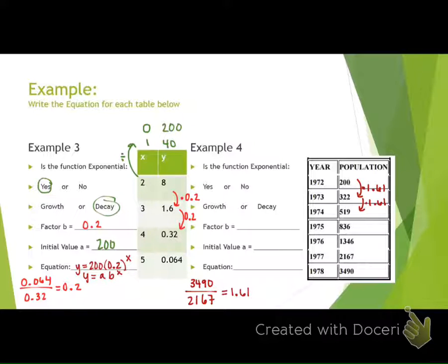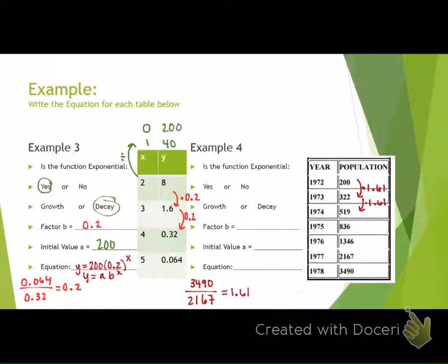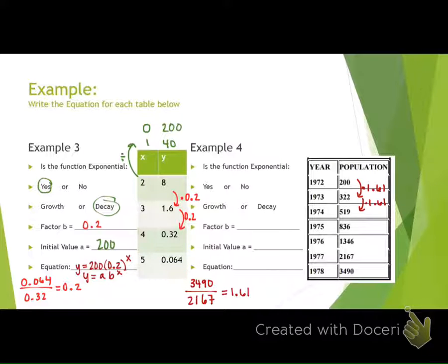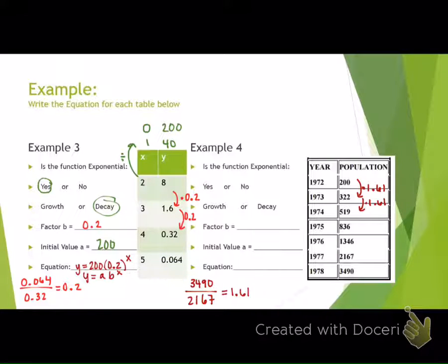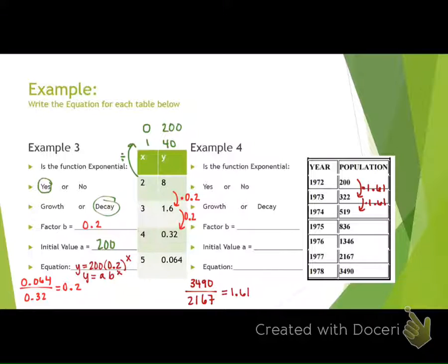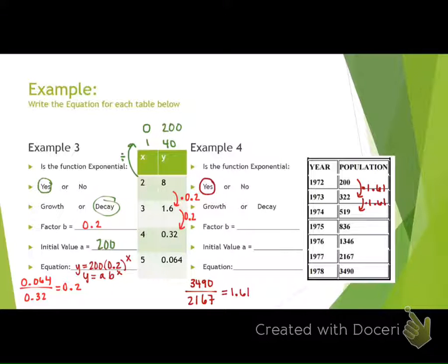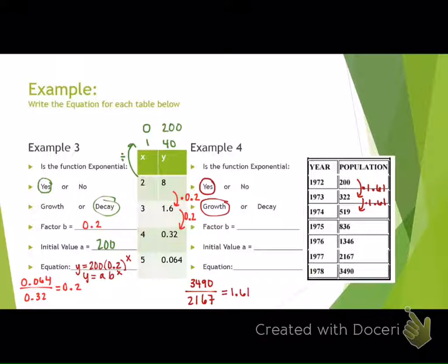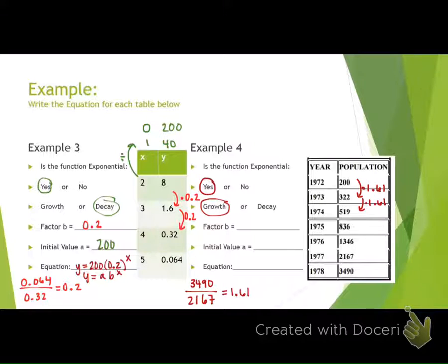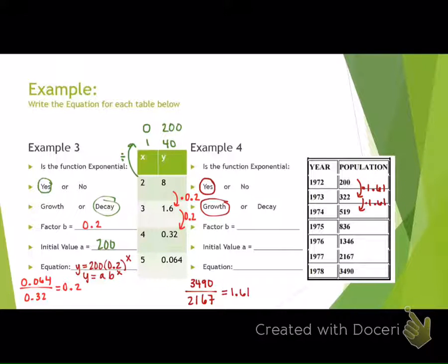So, Alex, is this function exponential? Are you saying that because we're not getting the exact numbers? Yeah. Remember, we had to round that decimal, so that's probably why we're not getting the exact numbers. If you would have kept that decimal in there and multiplied it each time, it probably would have been more exact. So we'll say yes there. And Alex, is that growth or decay this time? Growth. The population is getting bigger and bigger over time. You can see that in the chart. Also, 1.61 is greater than 1.